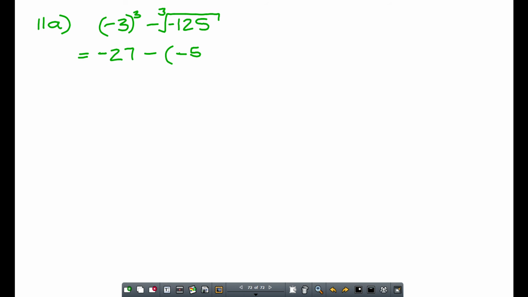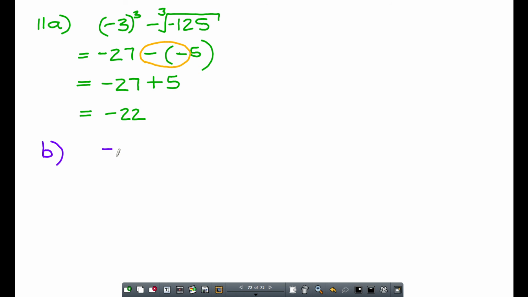Now, these two negatives will then become a positive 5. Do you guys agree? And that means that your final answer will be negative 22. Yes. Did you just have minus 5? Same thing. That's right. Okay, B, minus 6a squared.